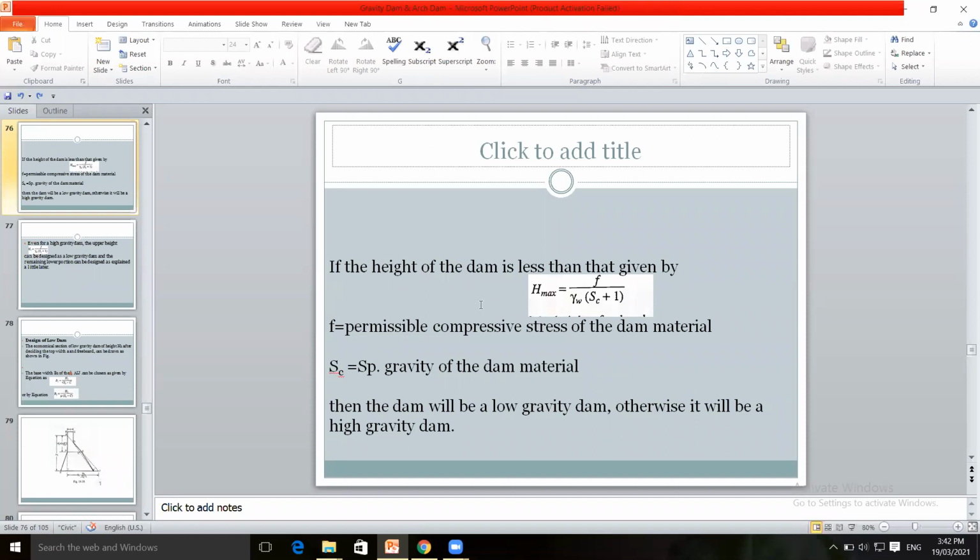The height of the dam is decided. In that, F is the permissible compressive stress of the dam material, and S is the specific gravity of the dam material. By using this equation, the Hmax is calculated. From that, we decide whether the dam is a low gravity dam or high gravity dam. Did you understand up to here? Any difficulty? Please ask.